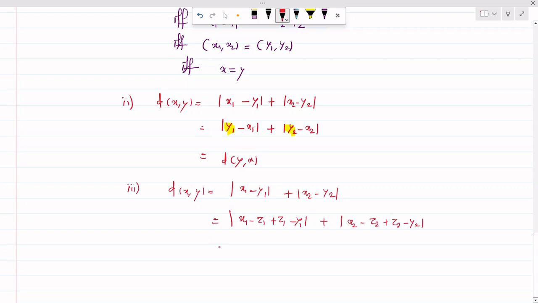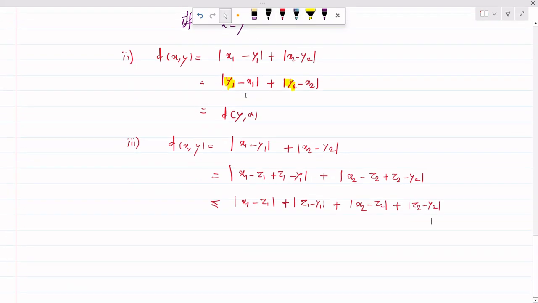So now we can write that this is less than or equal to, as per the definition of mod which we have already discussed, mod of x1 minus z1 plus mod of z1 minus y1, plus this is also less than or equal to mod of x2 minus z2 plus mod of z2 minus y2. Now what we'll do is just rearrange terms as per our requirement, because we need d of x comma z.